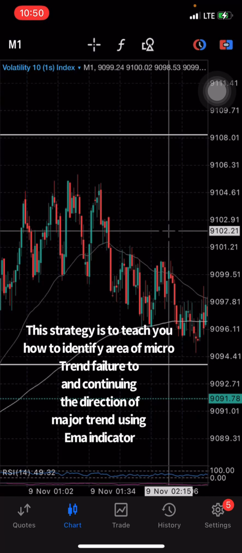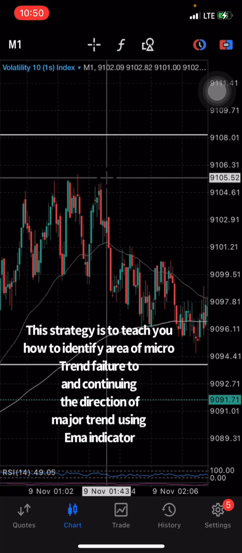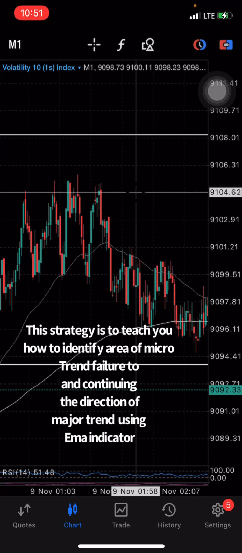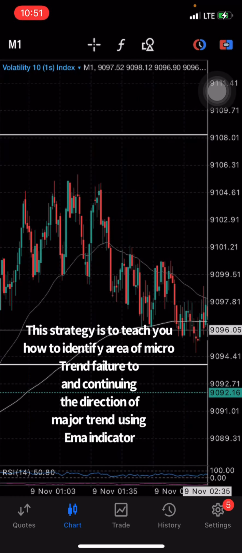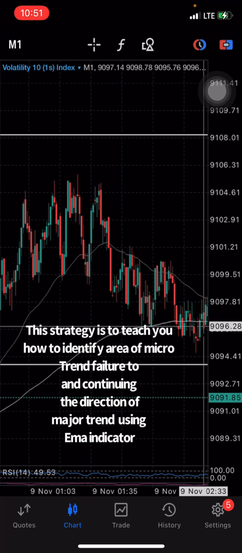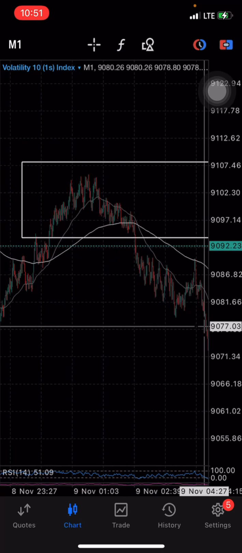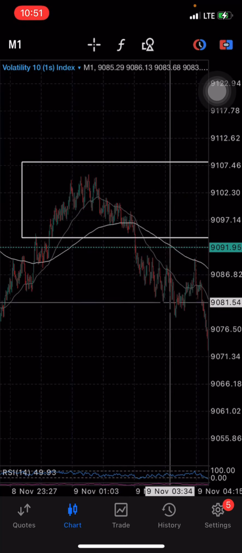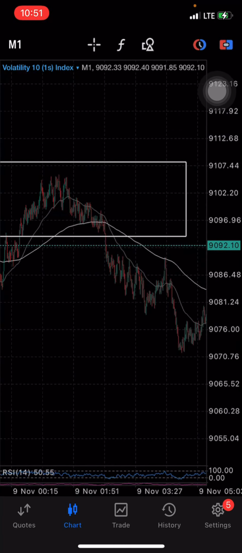Now look at this. What do we have here? We have this break-up structure and the market failing to swing higher, and then we started trading lower. Now I'll contract my chart. Look at this. From this box, look at the rejection. Look at the move down. Can you see this?